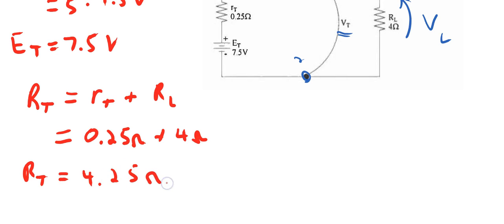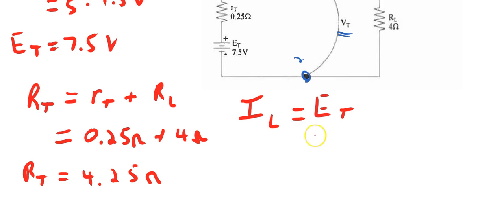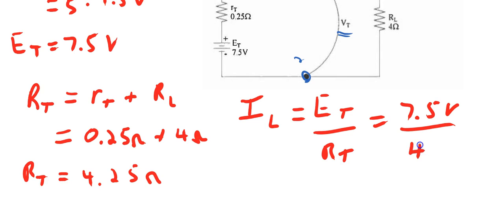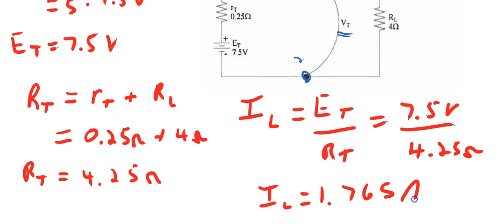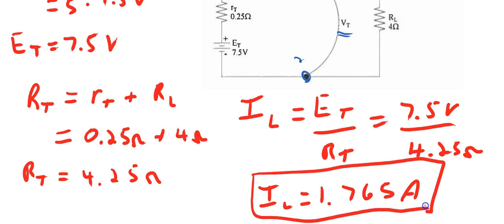4.25 ohms. Now, Ohm's law will allow us to say that the current in the circuit, which we have called IL, is equal to ET divided by RT. We have 7.5 volts divided by 4.25 ohms, and that gives us a circuit current of 1.765 amps. So that's one of the things that we are asked to find.